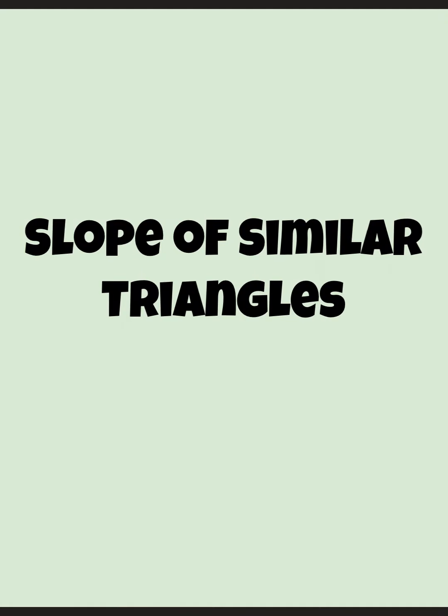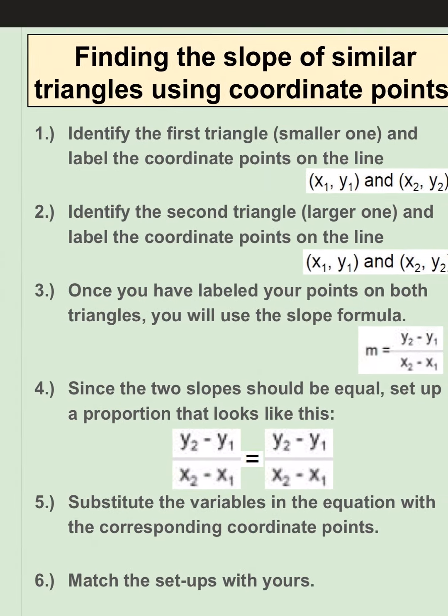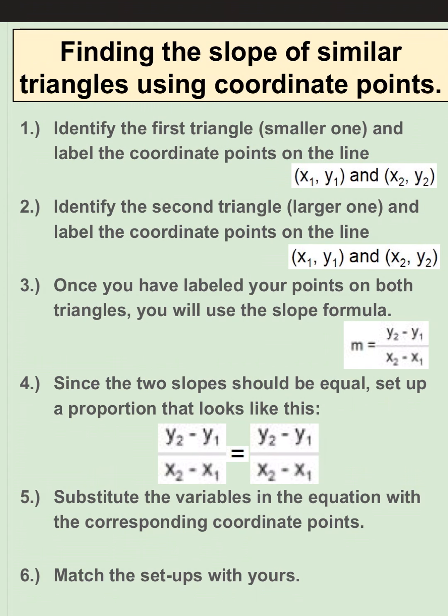In this lesson, we're going to look at slope of similar triangles in another method compared to the last. So let's take a look. This method is going to be using coordinate points.